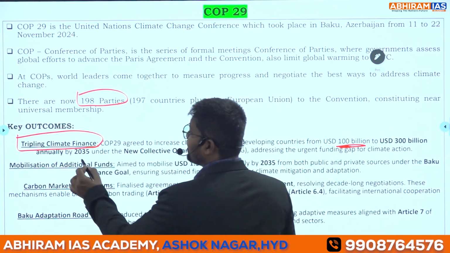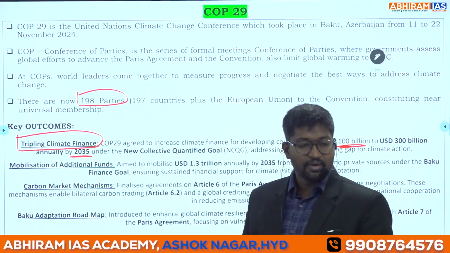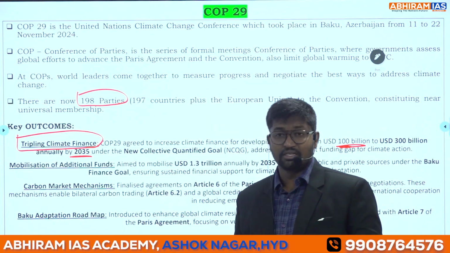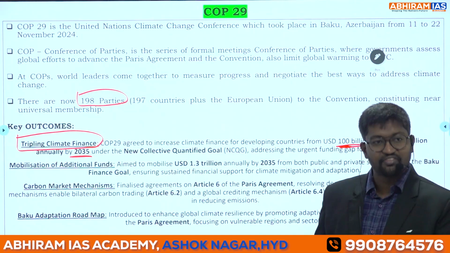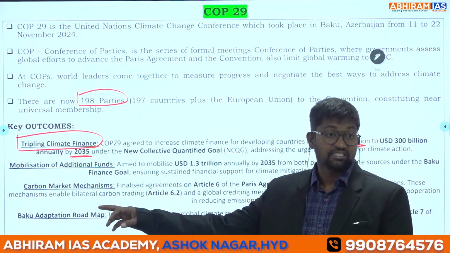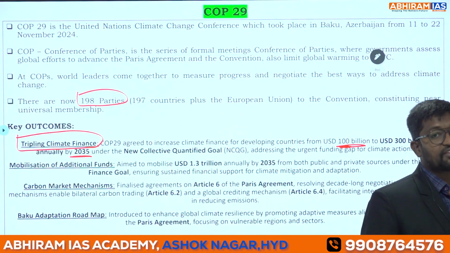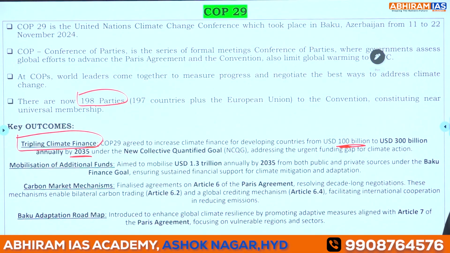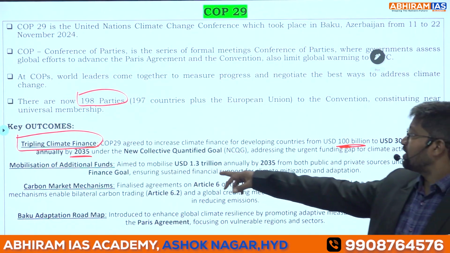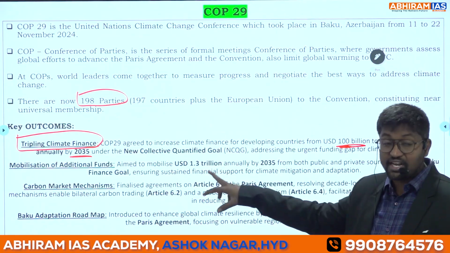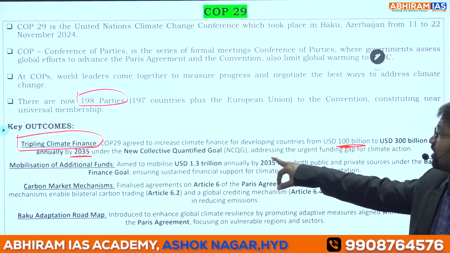Whether it is achieved or not, when countries' leaders meet and promise that we have to follow, that is important from the examination point of view. So tripling climate finance by 2035: by 2035 we are supposed to triple the contributions towards climate change. Next, mobilization of additional funds. They are saying we have to mobilize additional funds also, by how much? USD 1.3 trillion by 2035.